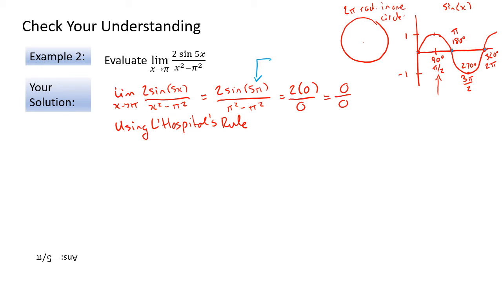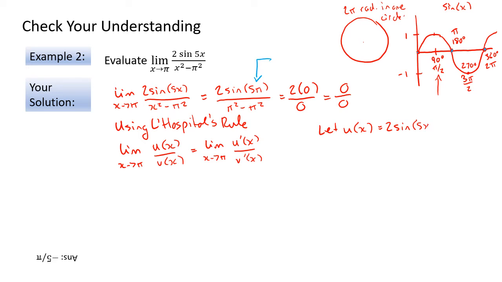So if we do that, remember for L'Hopital's rule, the limit as x approaches pi of what we have right now, u of x divided by v of x, is the same as the limit as x approaches pi of u prime of x divided by v prime of x. Or in other words, the derivative of the numerator divided by the derivative of the denominator. So we have to set u of x equal to the numerator, which is 2 sine of 5x, and v of x equal to the denominator, which is x squared minus pi squared.